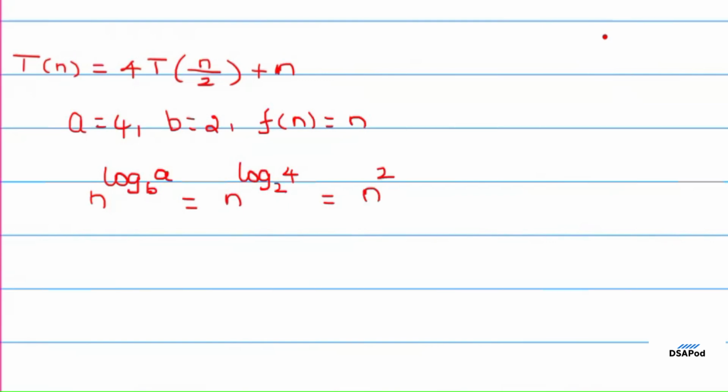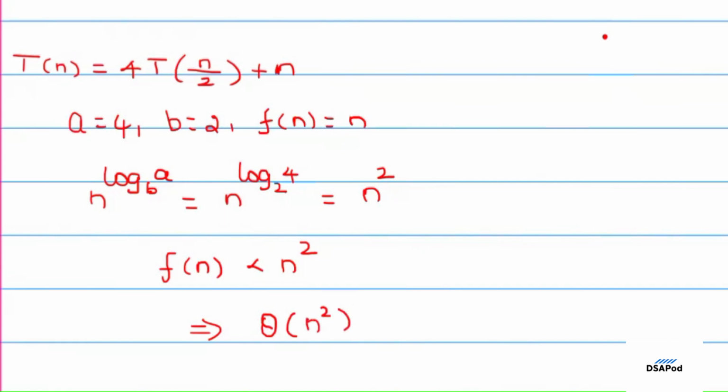Now compare f(n) with the watershed function, that is n to the power log a to the base b. Here f(n) is less than n squared. So the first condition is applicable. So in this case, time complexity is determined as theta of the watershed function value, that is theta of n squared.